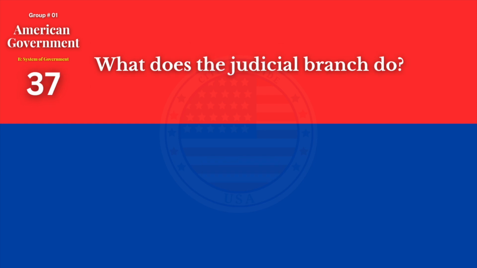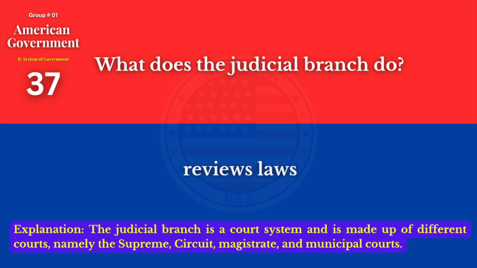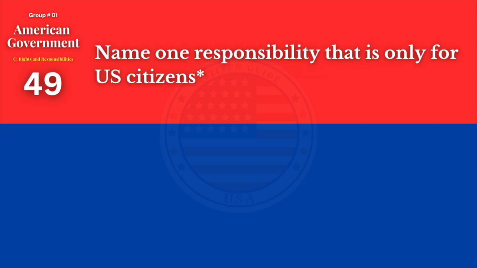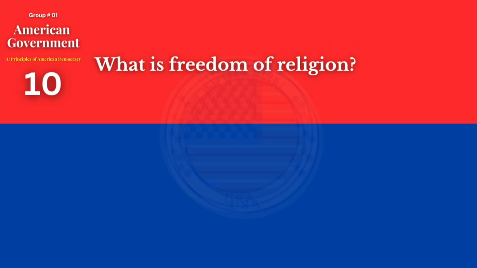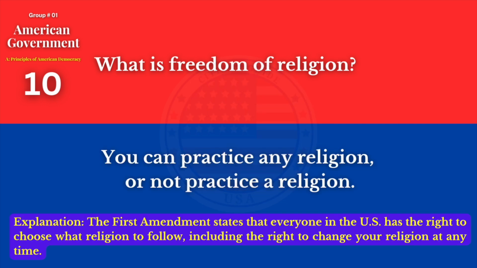What does the judicial branch do? Reviews laws. Name one responsibility that is only for U.S. citizens. Serve on a jury. What is freedom of religion? You can practice any religion or not practice a religion.